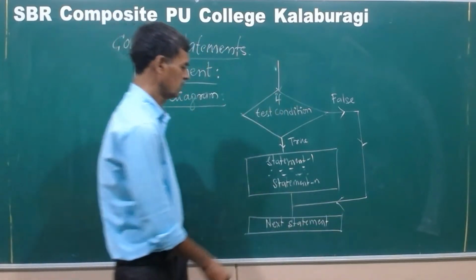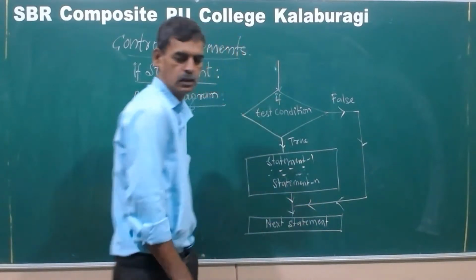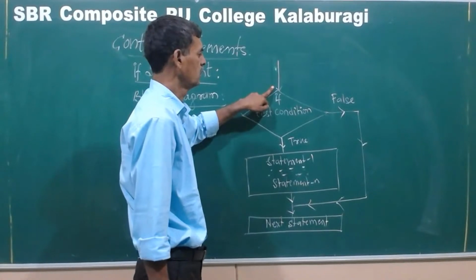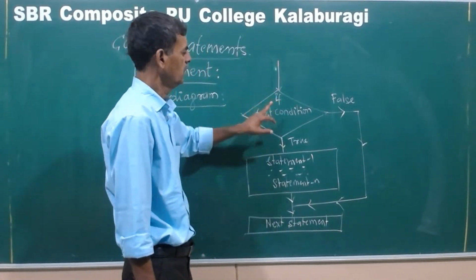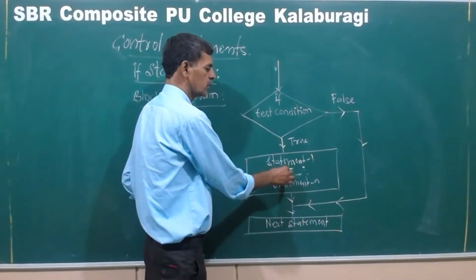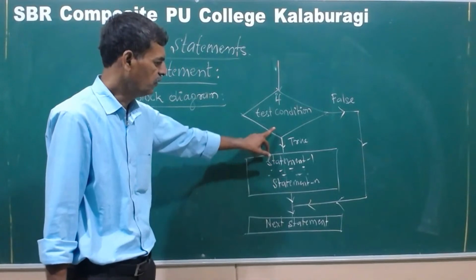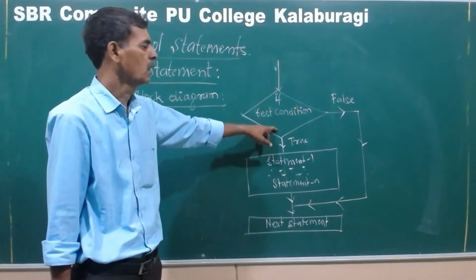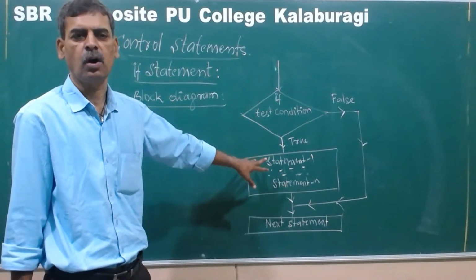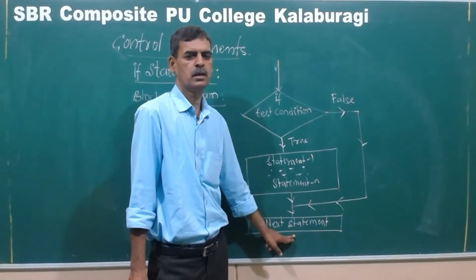Okay, look here. Control comes here. It will check the test condition. If test condition is true, control enters into the block. The statements in this block are executed. If test condition is true, control enters inside the if block and statements in the if block are executed. Then it goes to next statement, right?